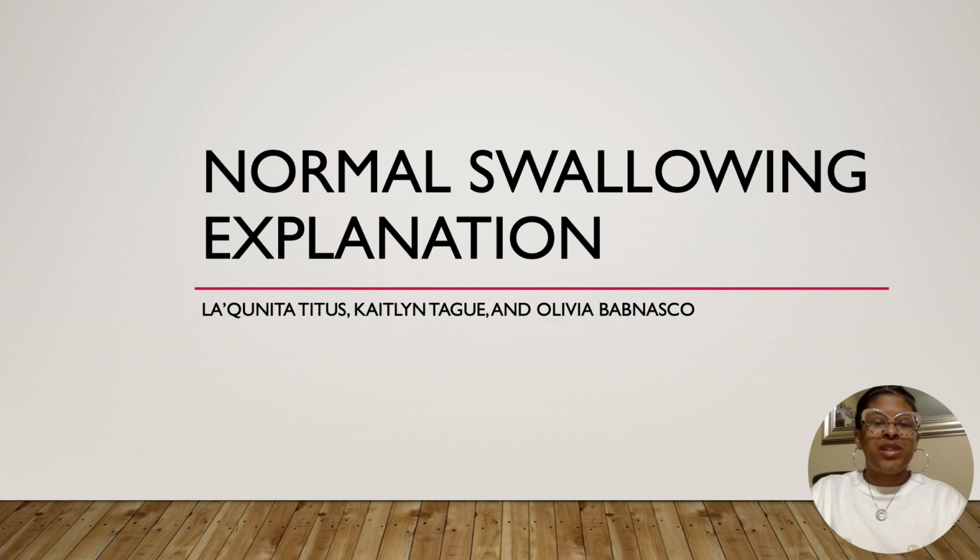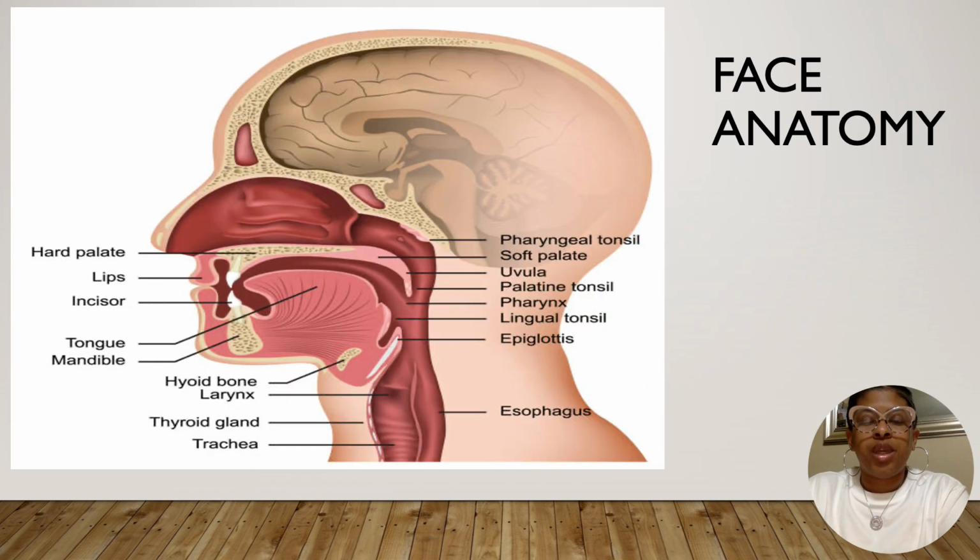Hi, my name is LaQuanta, and I will be explaining the normal swallowing process in all three phases that involve swallowing. In order to properly swallow, you will use your lips, teeth, tongue, and jaw to swallow. Swallowing is divided into three different phases.